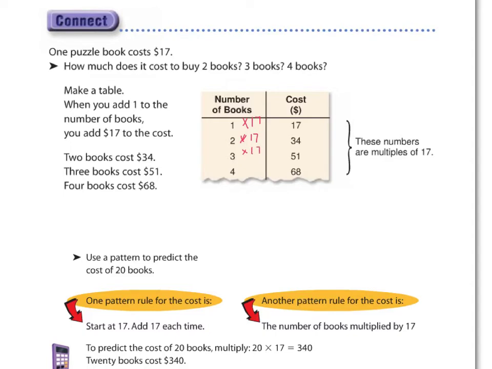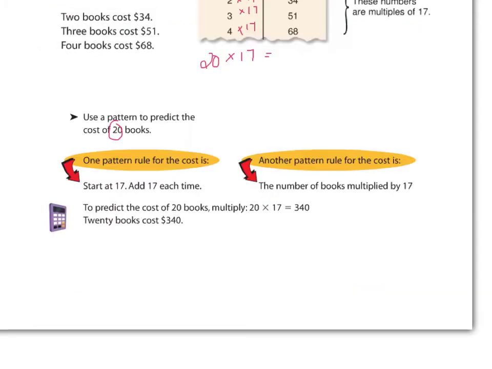We could then use this to help us figure out how much it would be for example, 20 books. If we had 20 books, we would multiply that by 17 to get our answer. We could, of course, also go 17, add another 17, add another 17, add another 17, and so on, but that would take an awful long period of time. 20 times 17, which would be 340.